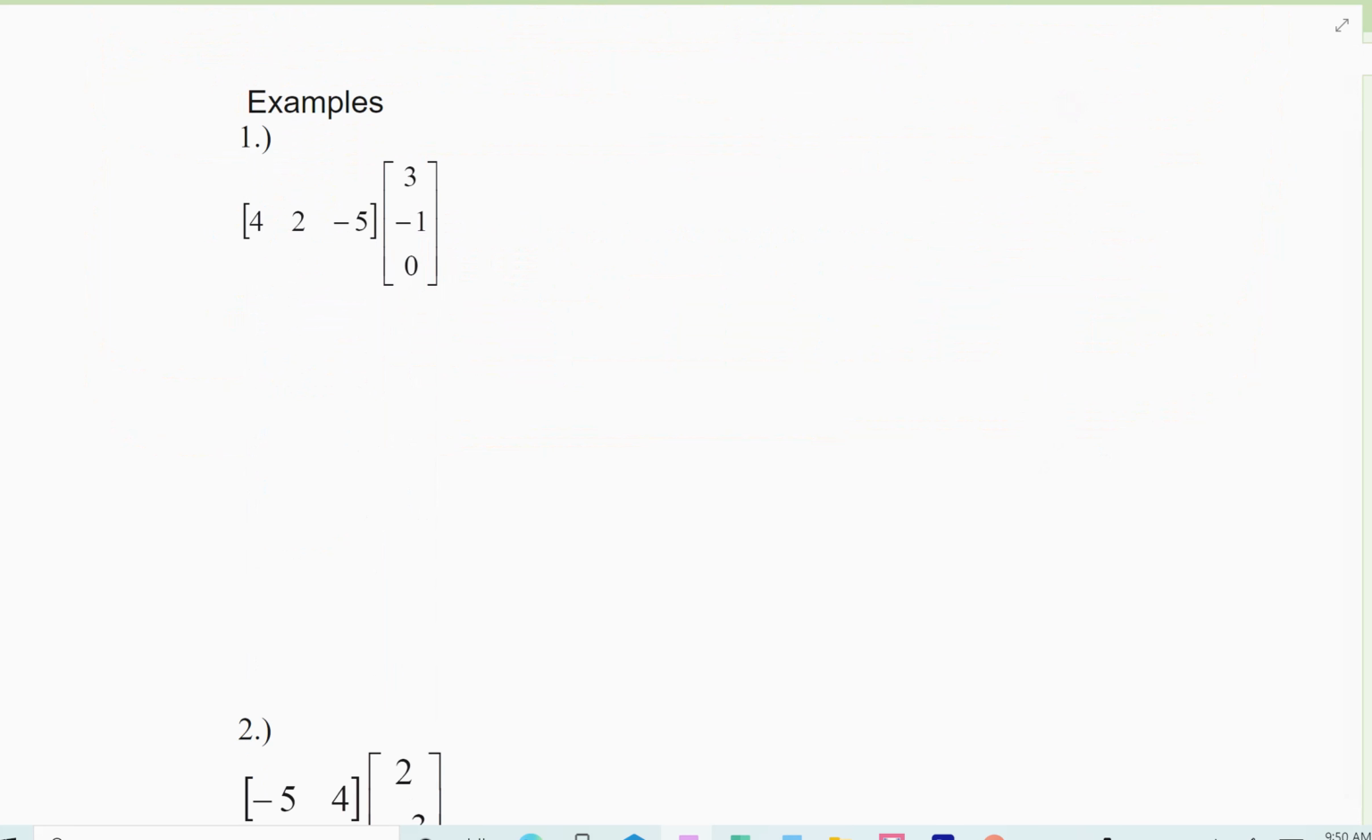All right, so the first example, the first thing you should always check is, can I do the math? And I can. This is a row first and a column. I can only multiply row by column. And I've got 3 numbers in my row and 3 numbers in my column, right?